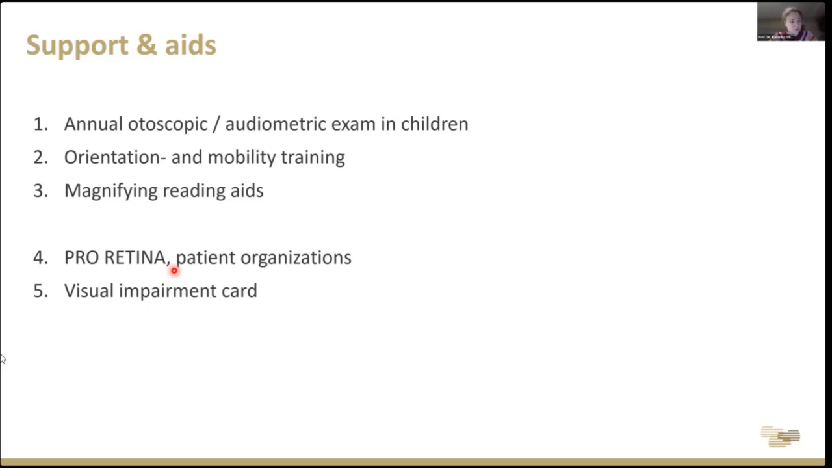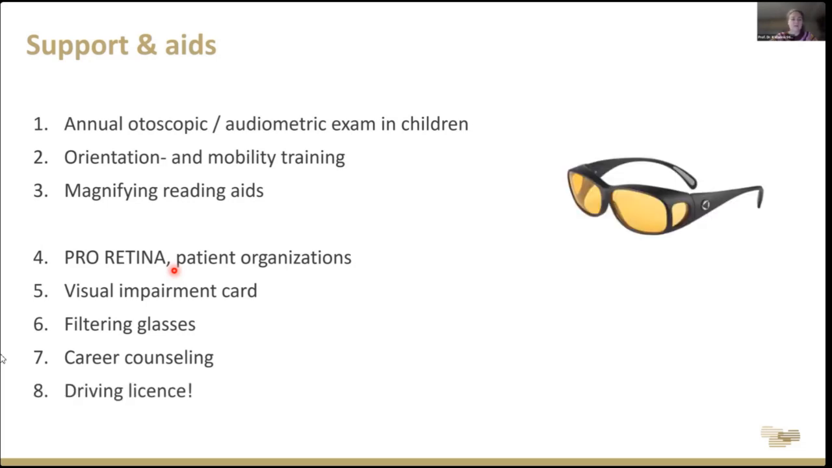Legal definition for visual impairment with a specific card is necessary, and here the combination of two sensory impairments can have even more importance in the disability definition. Filtering glasses for UV protection, and of course career counseling, and talking about the driving license depending on the regulation in the particular country. Now, these are the tasks for an ophthalmologist to at least speak about when consulting patients with genetically and clinically confirmed Usher syndrome.